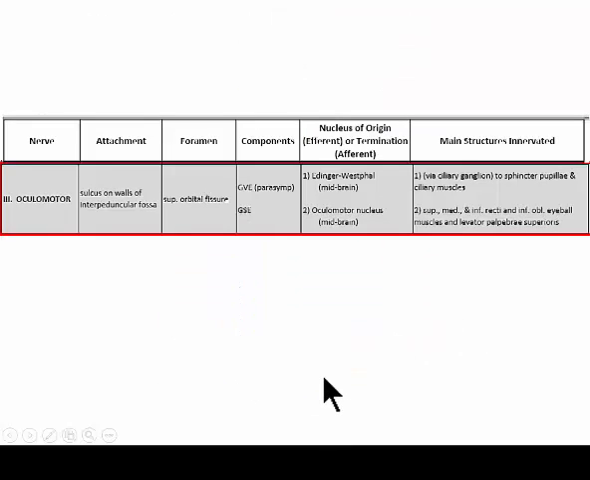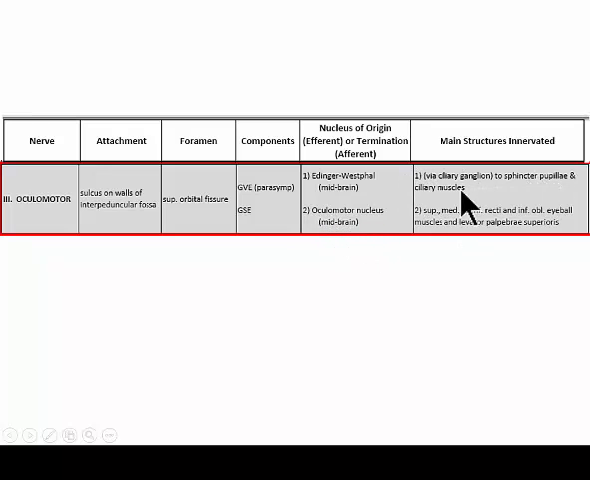Third cranial nerve, the ocular motor nerve, two functions. The eye muscles are skeletal in origin, so they're GSE, general somatic efferents. 3 has a little parasympathetic nucleus called the Edinger-Westphal nucleus. 3 goes through the superior orbital fissure, uses Edinger-Westphal and the ocular motor nucleus.